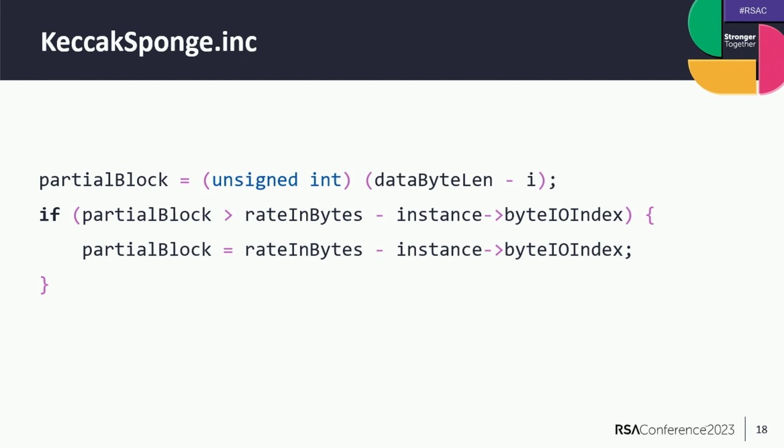Because the operation is, we have this value of partial block. And if we have partial block larger than some value, we set partial block equal to that value. So this is actually a minimum operation that we're doing. We're trying to find the minimum of partial block and this rate in bytes minus byte IO index. But the minimum is implemented incorrectly in a way that might allow for an overflow.